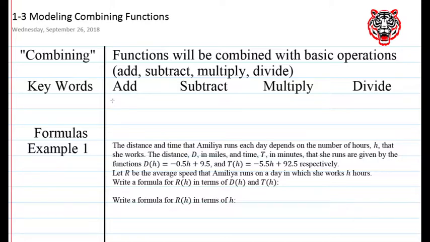Add: when I'm looking for a total, write this down. When I'm looking for a total, that means I'm summing the functions. So if I have a bunch of grapes and a bunch of apples, and it's like, what is the total amount of fruit? You're going to be adding the functions.